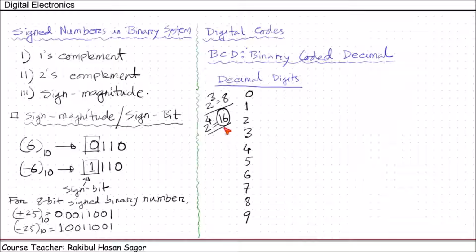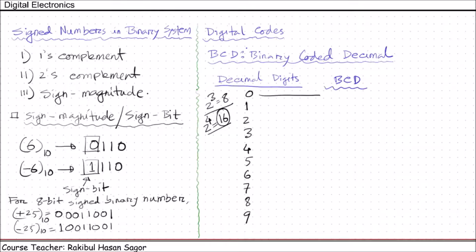And those 10 symbols will be represented by 4-bit binary numbers. And there will be 6 unused states, which I'm going to show you later. So let's see how these are coded. This is BCD, binary coded decimal.